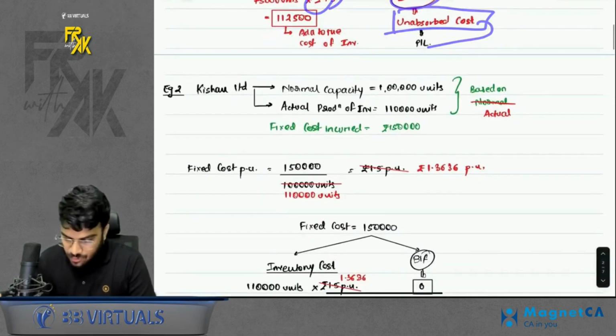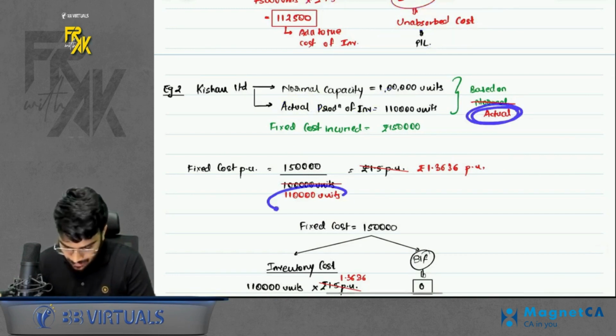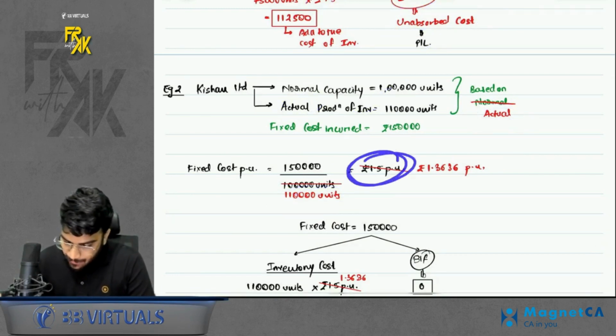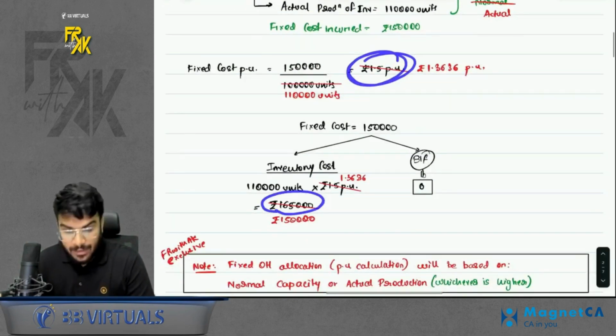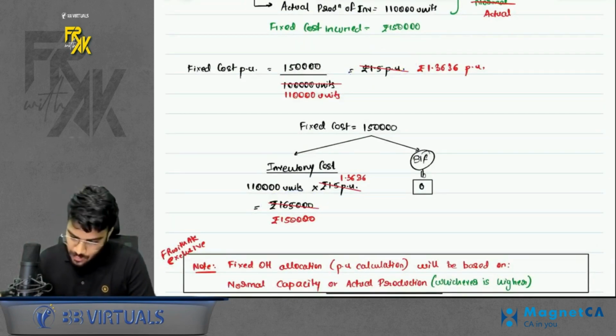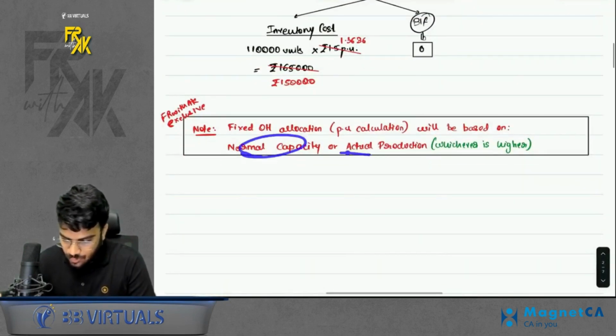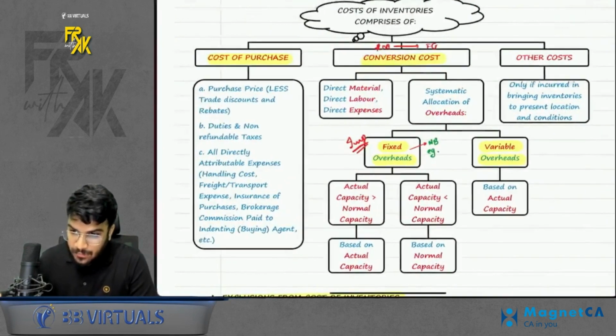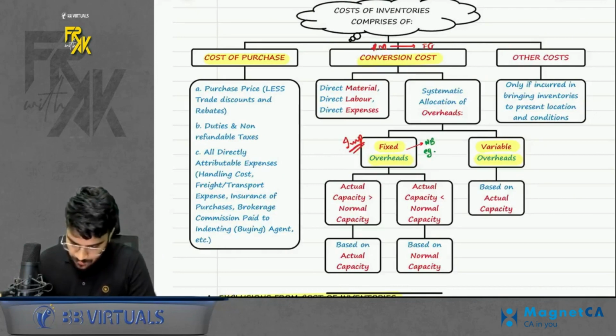But let's say your actual production exceeds normal capacity. In that case, don't divide by normal, divide by actual. Why? Because if you divide by normal, it will lead to over allocation of overheads, which is not allowed. So you will divide by actual capacity. For fixed overhead, always remember we divide by normal or actual, whichever is higher. Simple. Then this was the cost of inventory.